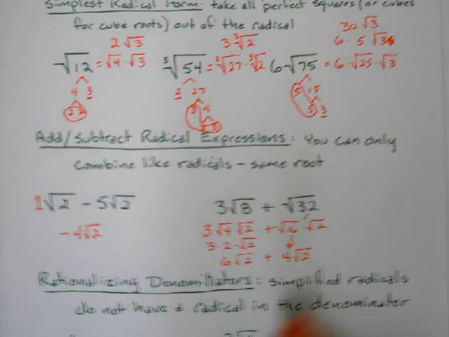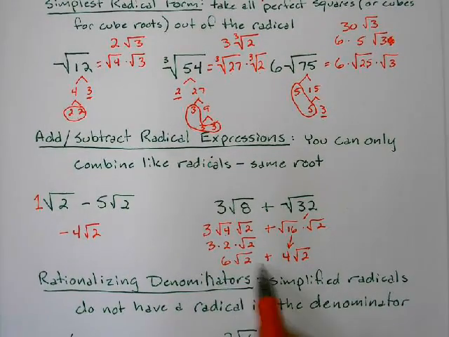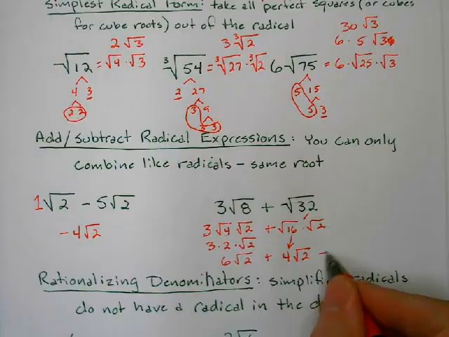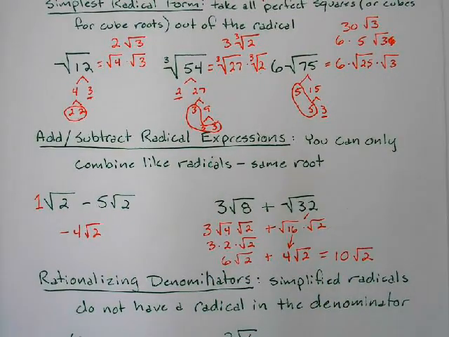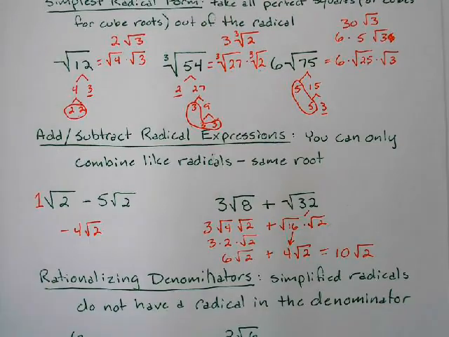And now we've got 6 root 2s, and I'm adding 4 root 2s to it, so that means I have 10 root 2s. All right, next.